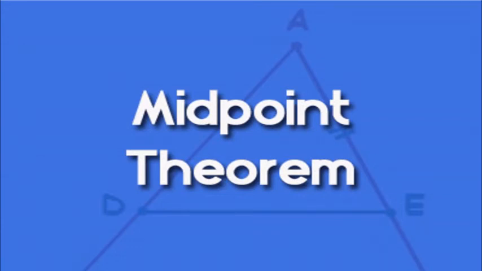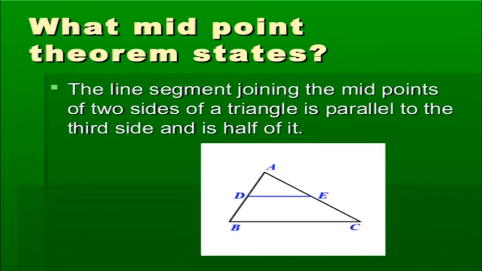Midpoint theorem. Theorem of midpoints of two sides of a triangle. The segment joining midpoints of any two sides of a triangle is parallel to the third side and half of it.